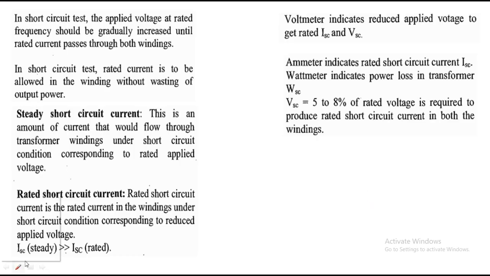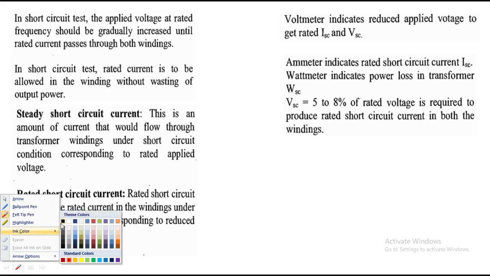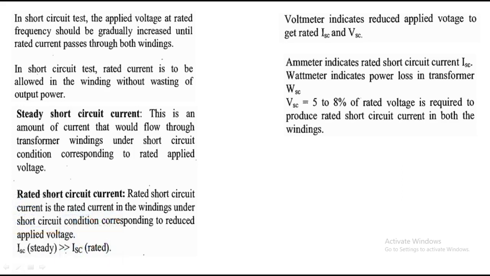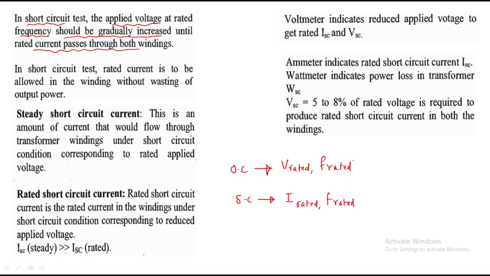In the open circuit test, we conduct the test at V rated and F rated. But in the short circuit test, the applied voltage at rated frequency is gradually increased until rated current passes through both the windings. So the OC test is at V rated and F rated, but the SC test is conducted at I rated.